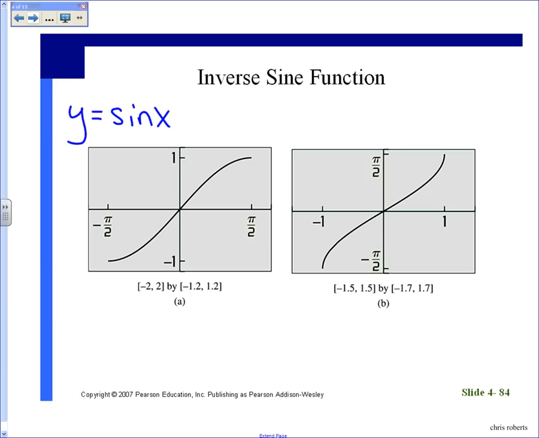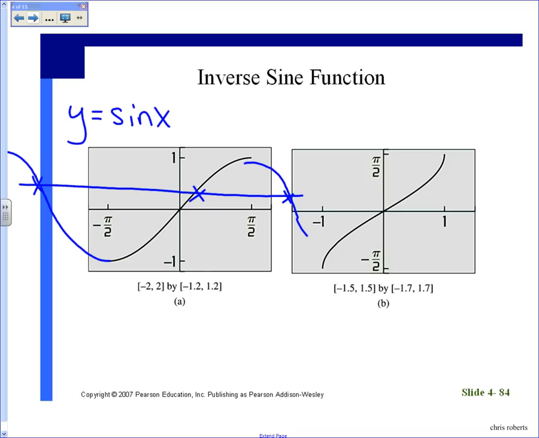Okay. Now we've only been given a piece of this graph. We should know and understand that this graph continues in this direction as well. But using the horizontal line test, if I was to draw a horizontal line across the sine graph, we would see that a horizontal line would hit this graph in multiple places. 1, 2, 3, that's what we're being shown here.